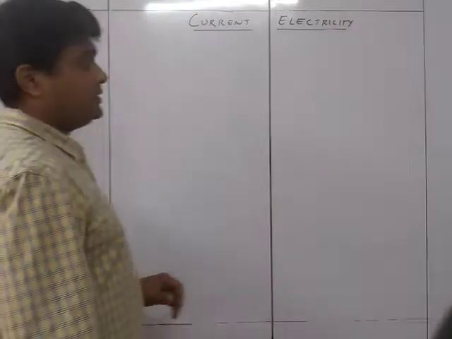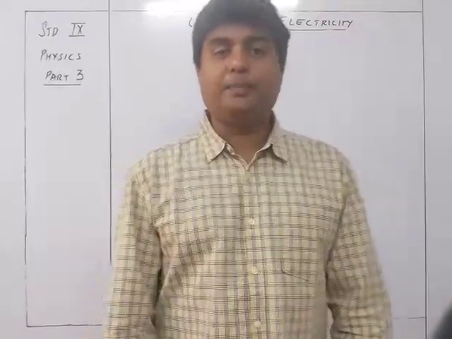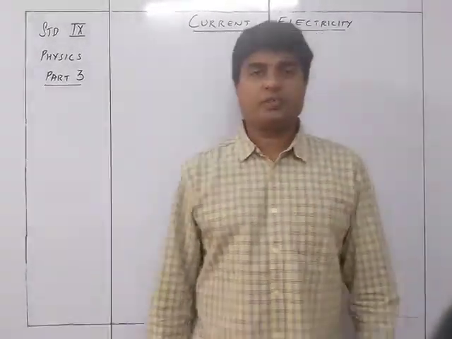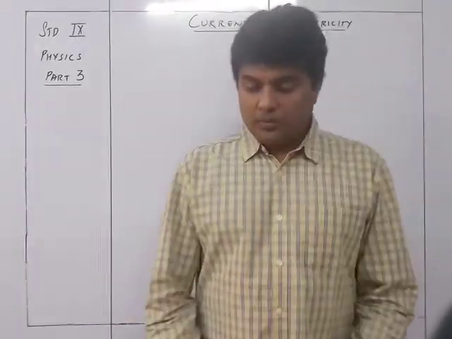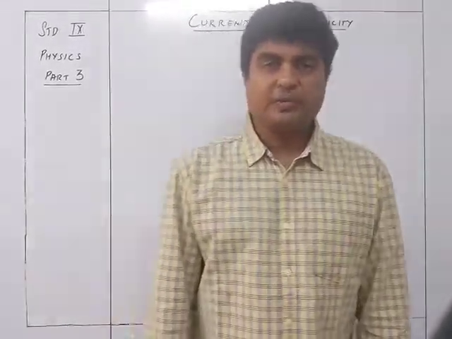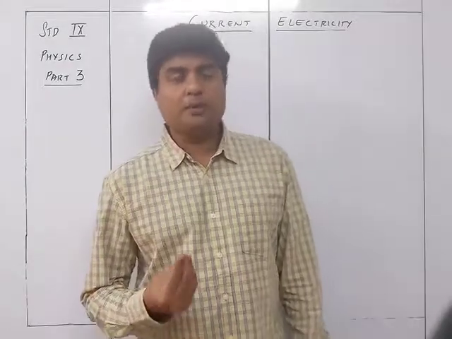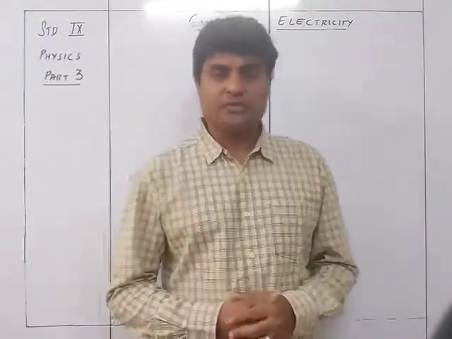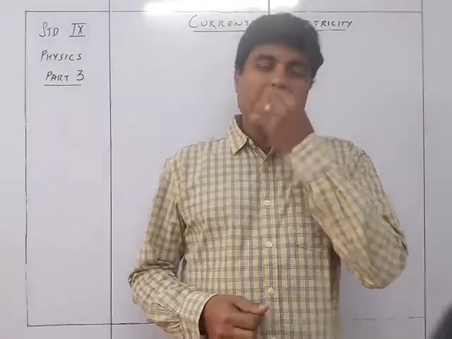So we continue with current electricity, and we are in part B of the chapter, that is potential difference and resistance. Now potential difference, so basically we are talking about the potential of two points of a circuit. What do you mean by potential?